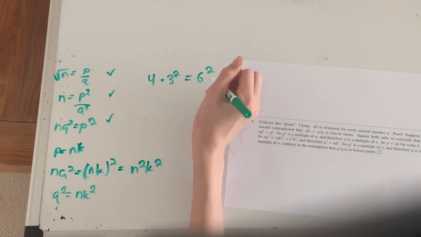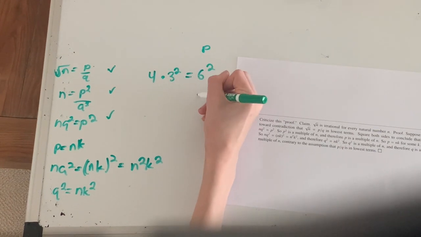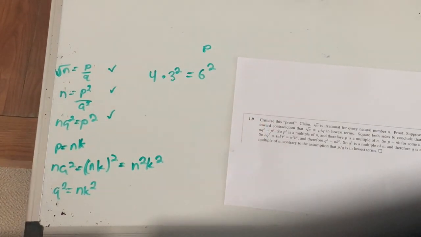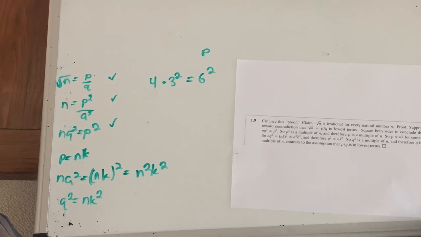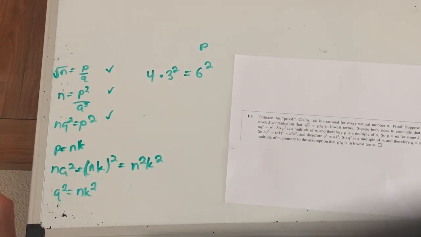So this is our P. This is P squared. 6 is not a multiple of 4. Aha. So if your n is a square, then this proof falls apart.